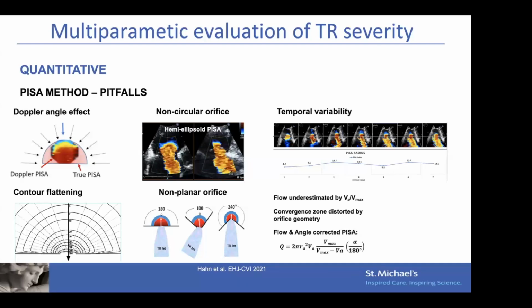And then the final important limitation is that the orifice is typically non-planar, in violation of the PISA assumptions, and this will also impact the PISA shell and therefore the evaluation of severity. To overcome these limitations, a flow and angle corrected PISA formula has been proposed as a way of getting a more reliable evaluation of TR severity with PISA.